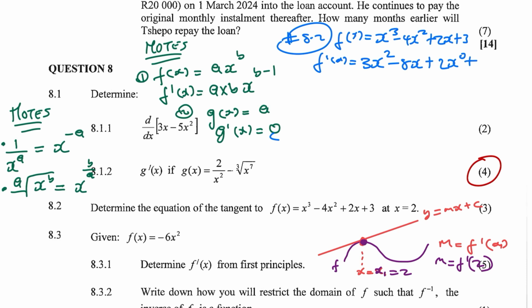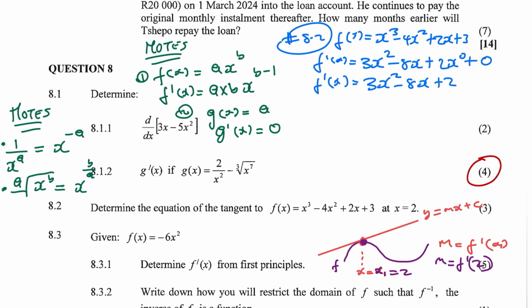And then what is the derivative of a constant? Remember this note here. The derivative of a constant is equal to 0. The derivative of a constant is equal to 0. So this is equal to 0. So the derivative of this is equal to 3x squared minus 8x plus 2. Right? Why? Because x to the power 0 is just 1, and you got that 0 over there.